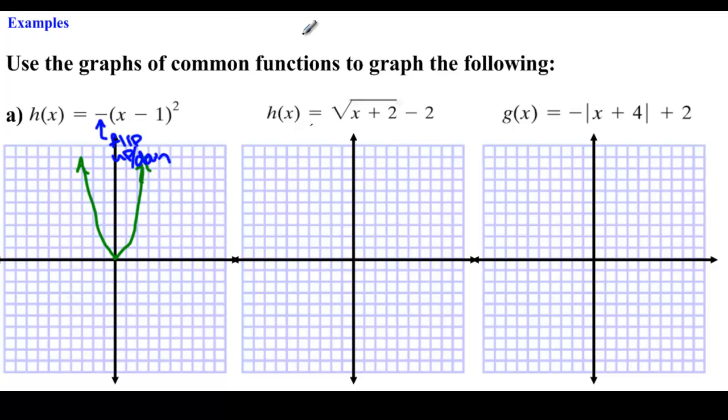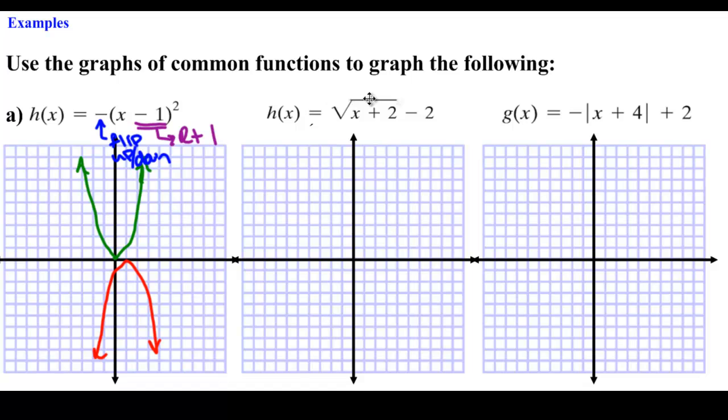And then this minus 1 is with the x, so it's the opposite of what it looks like. So we're going to go to the right by 1. So we need to take this graph, flip it down, and then we need to move that to the right by 1.